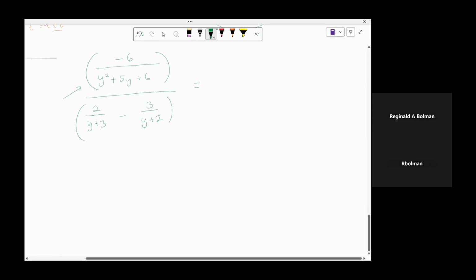So in this instance, when we find the factors of y squared plus 5y plus 6, you'll see that by guess and check, the factors of 6 are 2 and 3. 2 plus 3 adds to 5, and that tells you that you've got a factor of y plus 2 and y plus 3. So you may say that this is the same thing as -6 all over y plus 2 times y plus 3 divided by 2 over y plus 3 minus 3 over y plus 2.